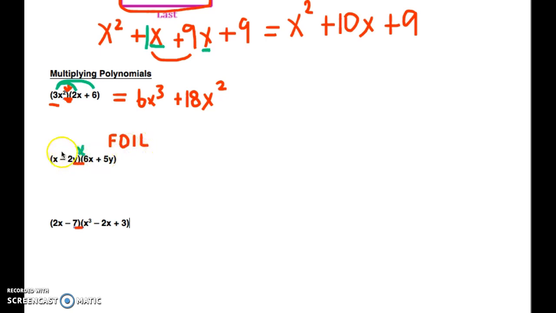My first terms are the x times the 6x, and I get a 6x squared. Now we're going to multiply the outside terms, x and the 5y. They're both positive, so I'll have a positive 5xy. Now we're going to do the inside terms. I have a negative 2y times a 6x, so I have a negative 12xy.